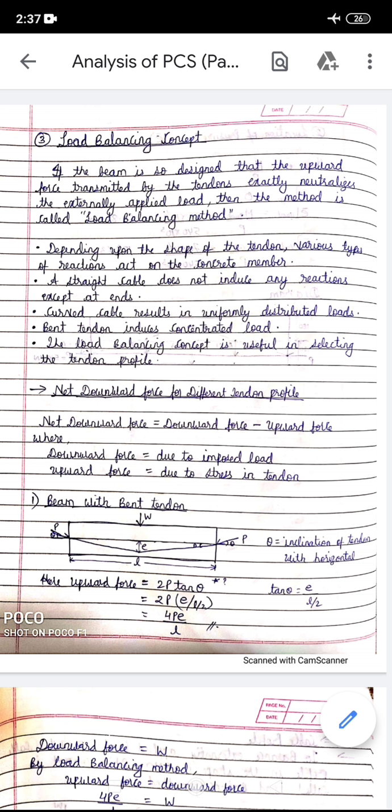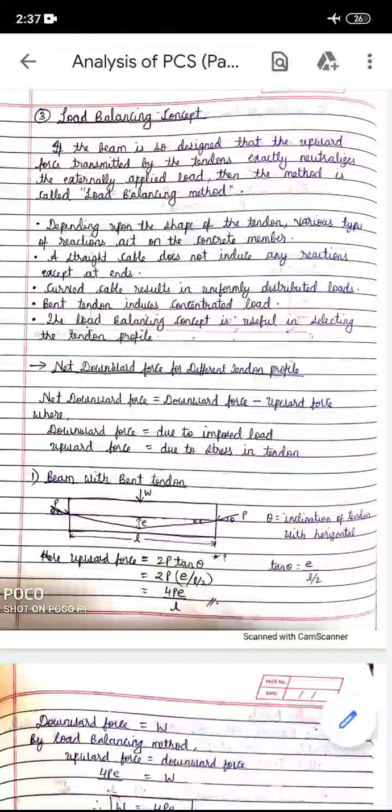So the load balancing concept is useful in selecting the tendon profile. This method is basically used to select a suitable tendon profile for the section. So now let us go through the equations involved in this. Net downward force for different tendon profile. So basically we are going to find out the net downward force for different tendon profile. Net downward force is given by downward force minus upward force, where downward force is the force due to the imposed load, and upward force is due to the stresses in the tendon.